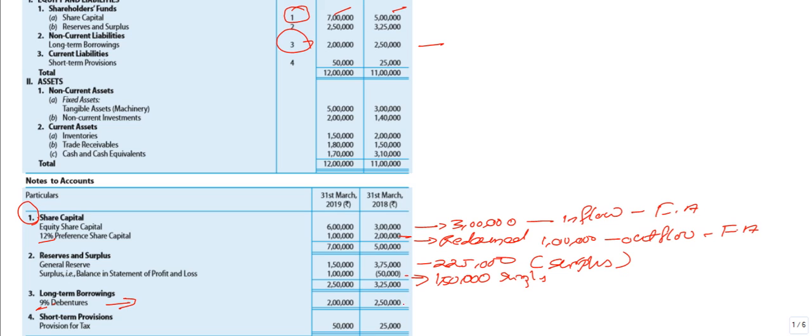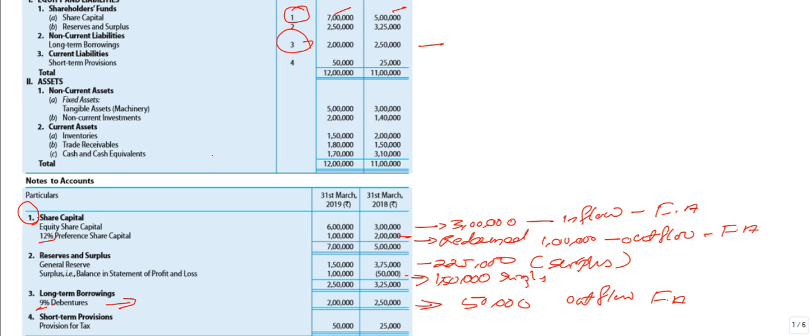Another one is 2,50,000 and 2 lakh. So we redeemed this one also. We repaid that amount of 50,000. When, we don't know now. We hope we will get that information also from the additional information. So this is the outflow of cash under financing activity.